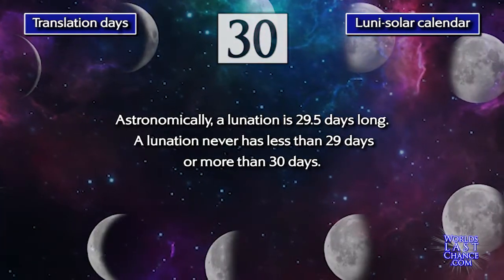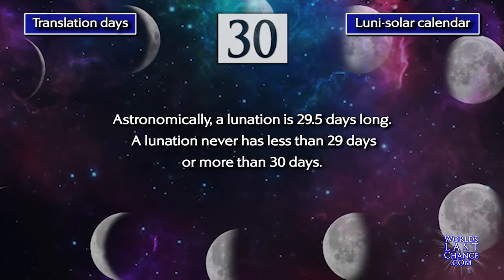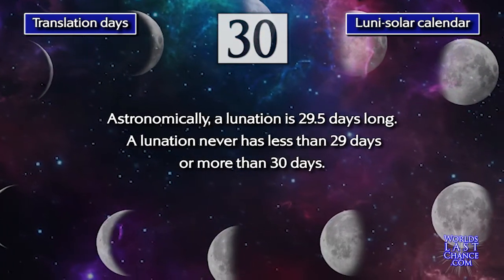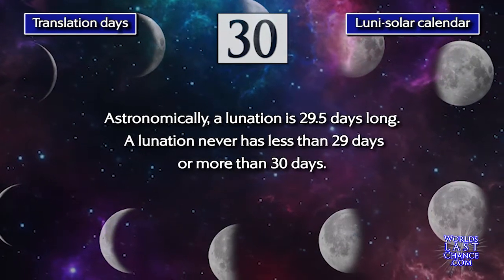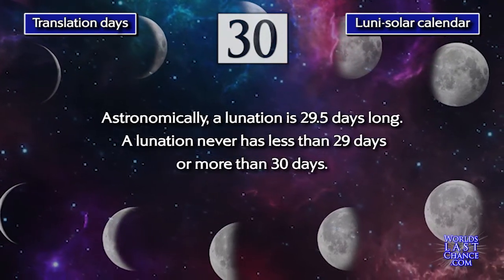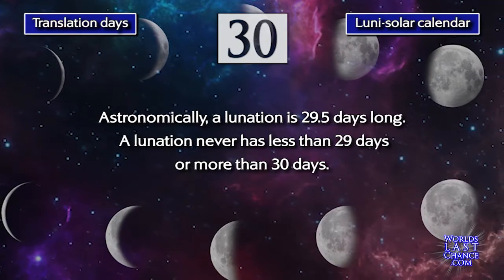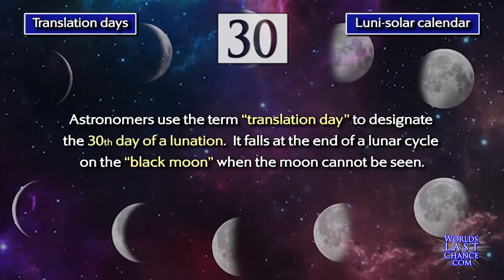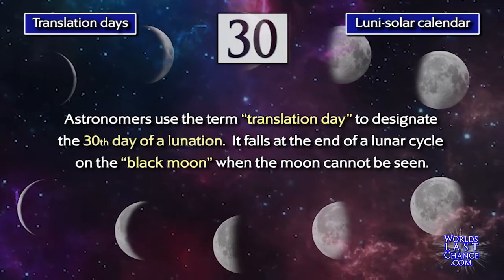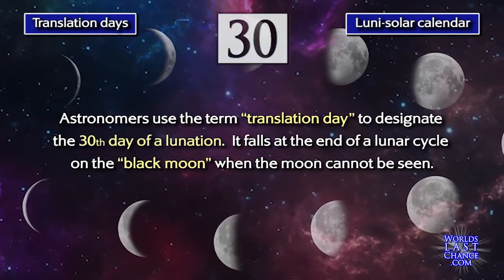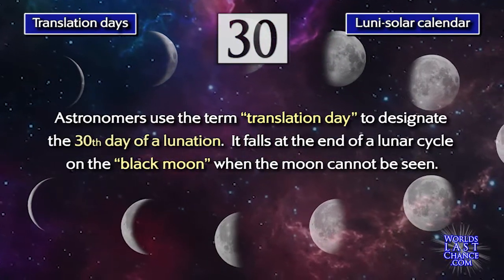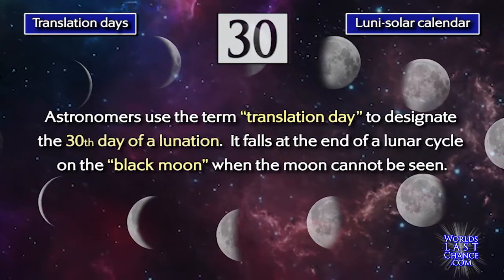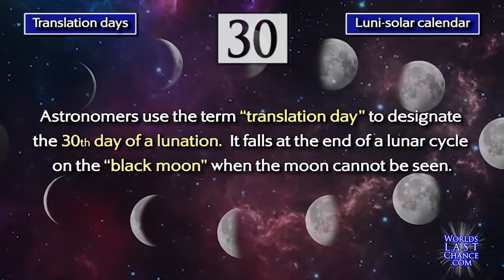Astronomically, a lunation is 29.5 days long. A lunation never has less than 29 days or more than 30 days. Astronomers use the term Translation Day to designate the 30th day of a lunation. It falls at the end of a lunar cycle on the black moon, when the moon cannot be seen.